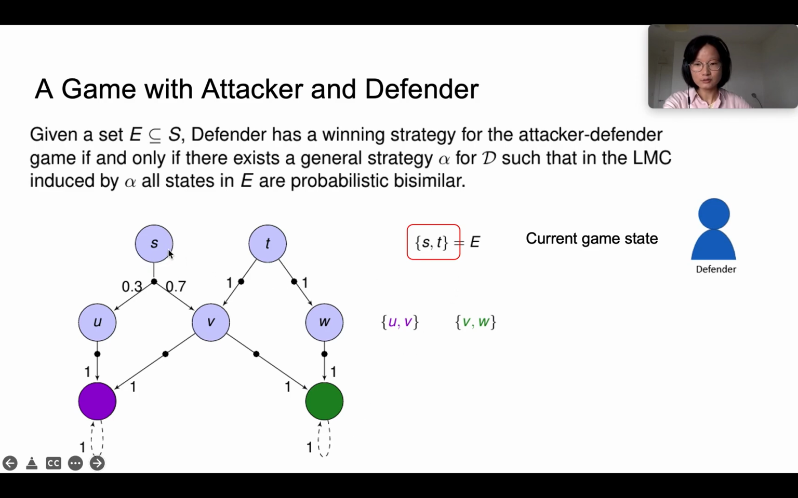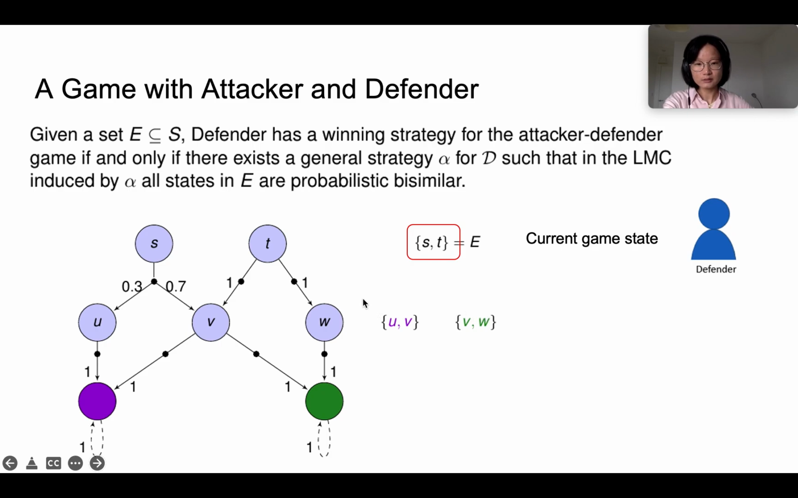So we want to show that the two states S and T can be made probabilistic bisimilar. We first add these two states to a set, and this is our current game state. Then defender needs to provide us some evidence why these two states can be made probabilistic bisimilar. Firstly, defender needs to put the successors of each state in E into different sets. For example, the U state, successor of S, is put into this purple set, and the V state of S is put into this green set. Similarly, for the state T, defender puts the V successor in the purple set and the W state into this green set.